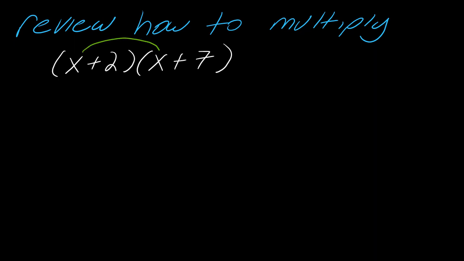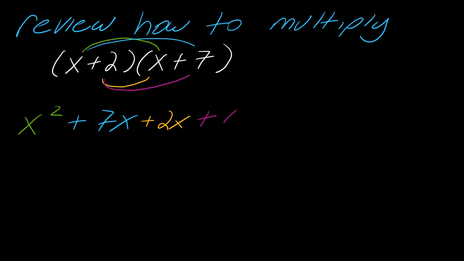Okay, so I've got x times x. So x times x is going to make x squared. I'm going to have x times 7, so that's going to be 7x. I'm going to have 2 times x, so that's going to be 2x. And then I will have 2 times 7, so that's 14. Okay, so I want you just to appreciate what I did.